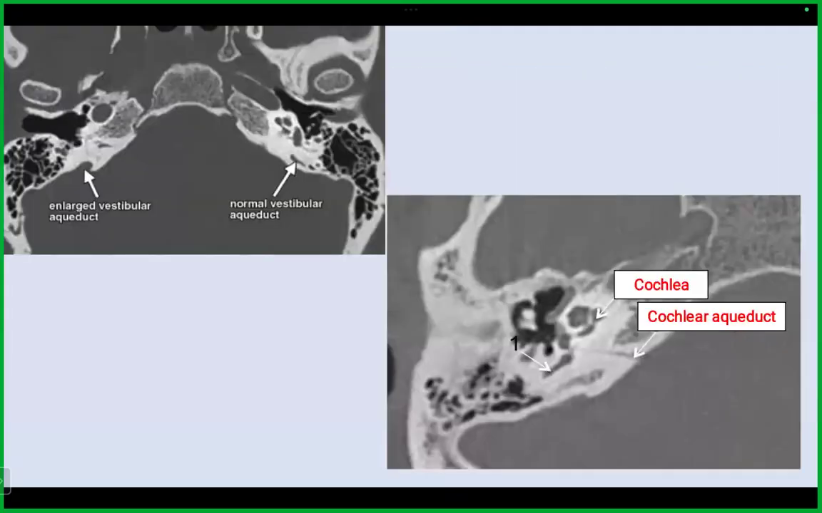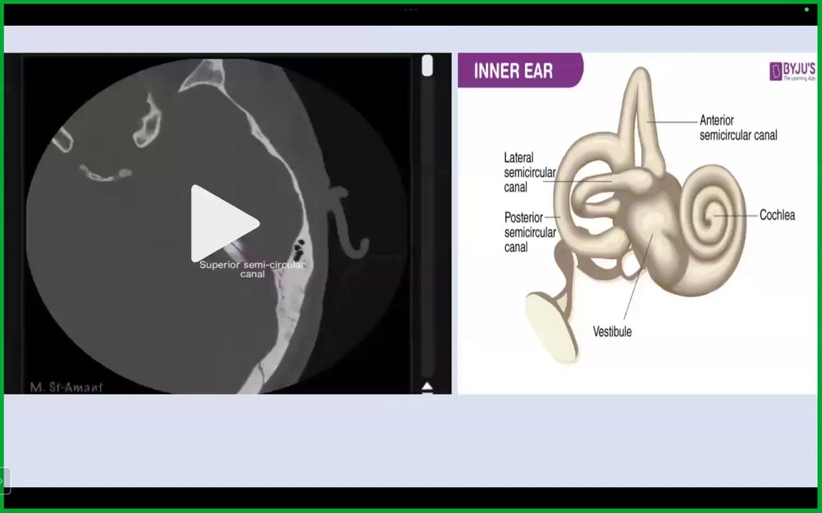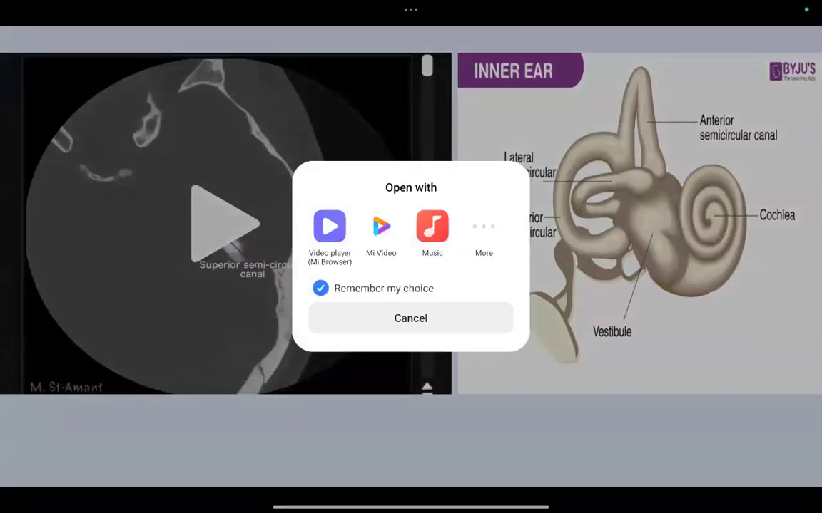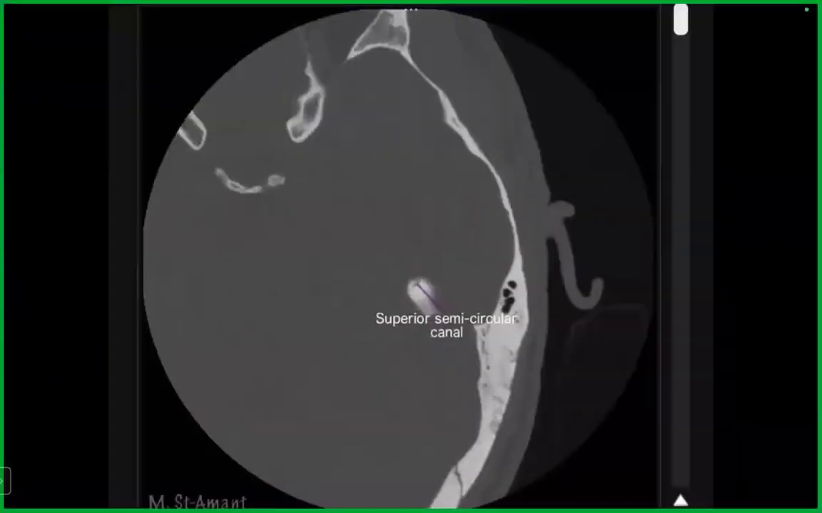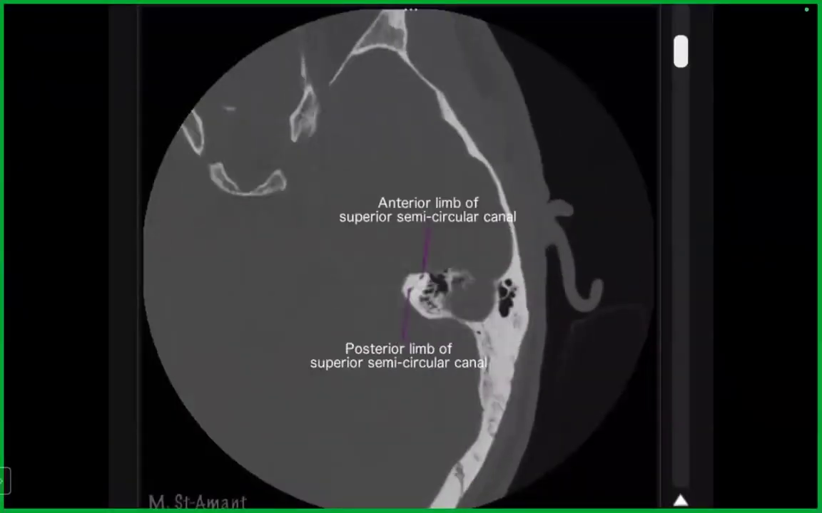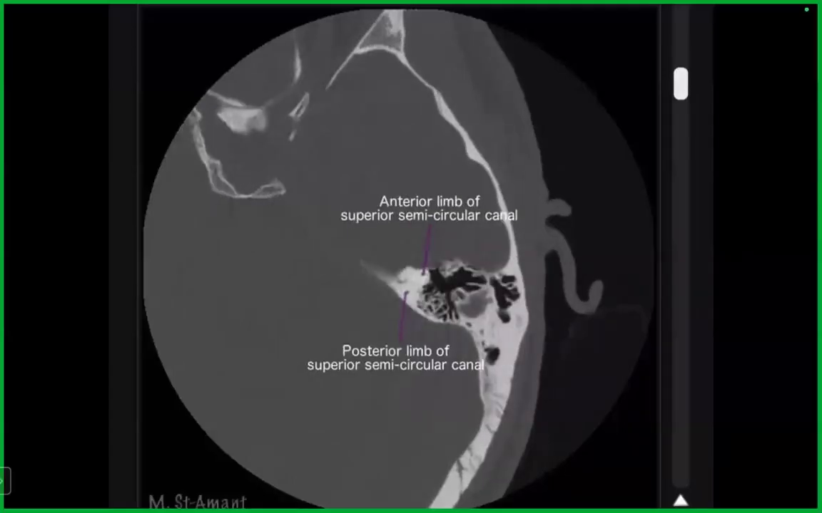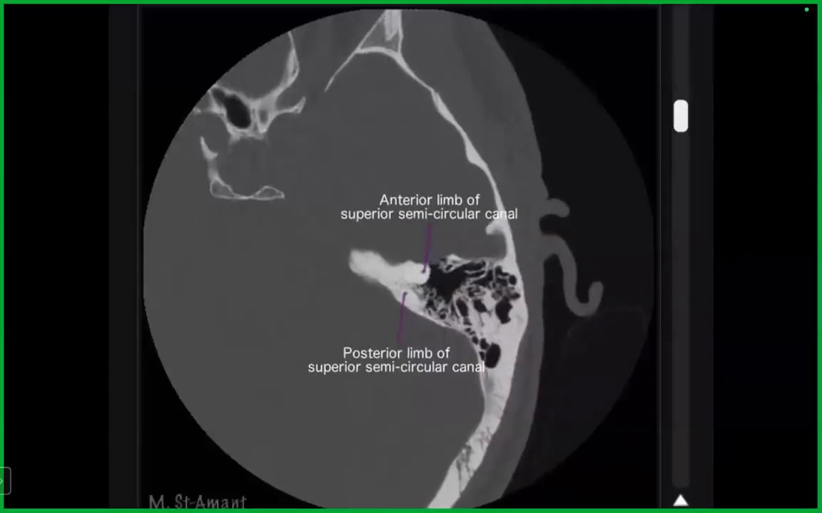Another CT in the above picture, we can show the difference between an enlarged vestibular aqueduct and a normal vestibular aqueduct. Another video: we show the semicircular canal. Multi-slice CT.